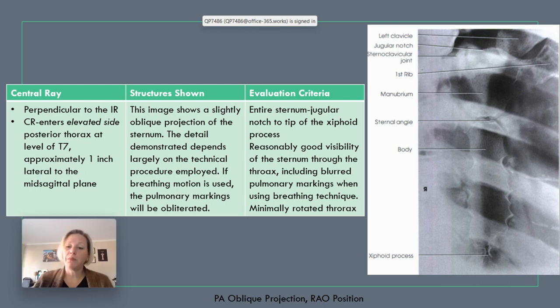The thorax should be minimally rotated, demonstrated by no superimposition of the vertebral column and minimally oblique vertebra to prevent excessive rotation of the sternum. The lateral portion of the manubrium and SC joint should be free of superimposition over the vertebra, and the sternum should be projected over the heart.